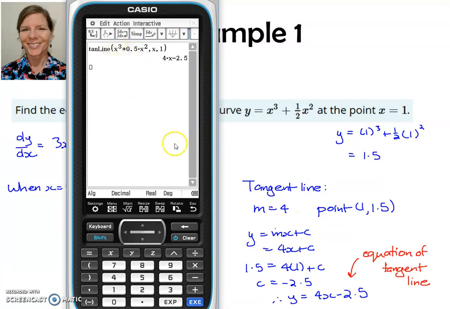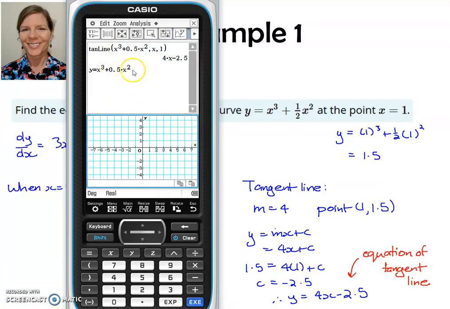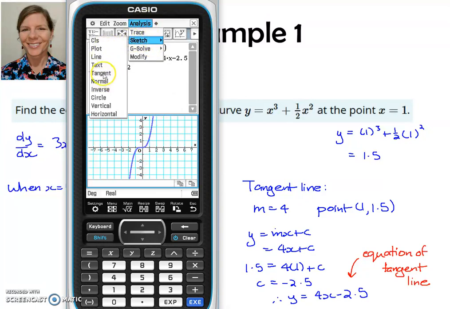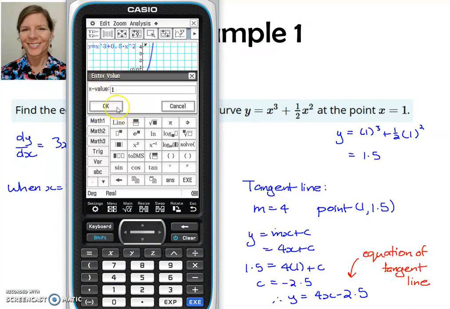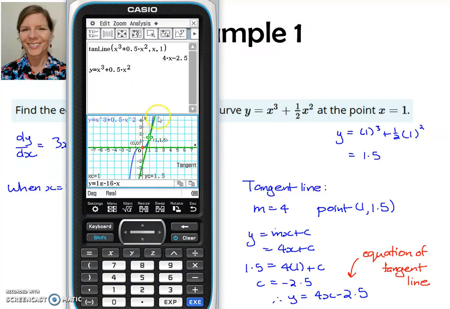Okay, the other way of doing it is to actually go y equals and graph it. We can do it with an image, and I like this because it really shows you what's going on. So if you bring this down, so you've got your cubic, and if you go up to analysis and you go sketch and tangent, it shows you a tangent and it usually defaults to the origin or some point on there. If you want to find the point that you're looking for, so when x equals 1, tap 1 and it'll come up, and that will show you this line.